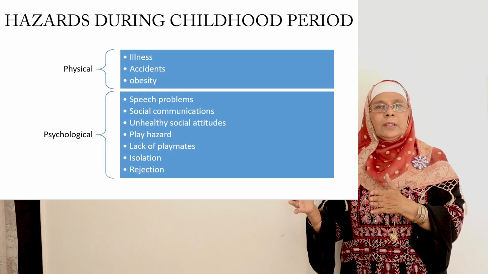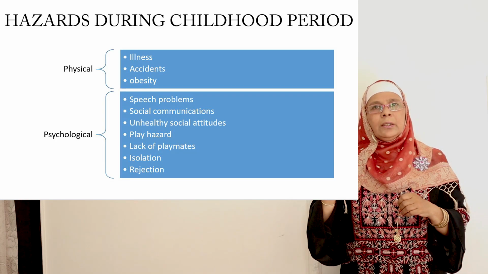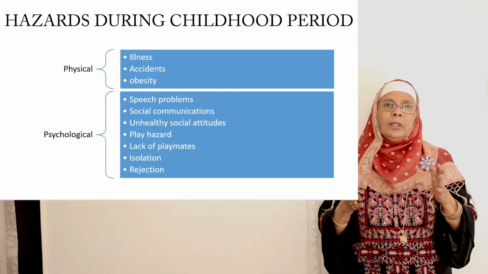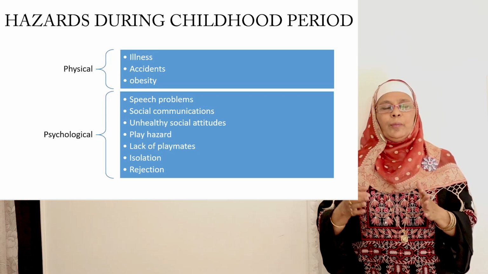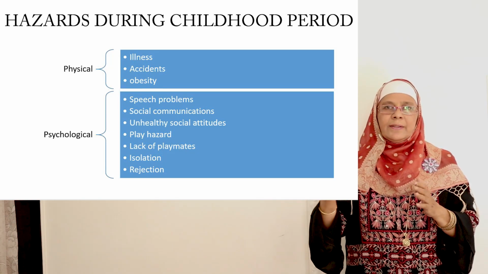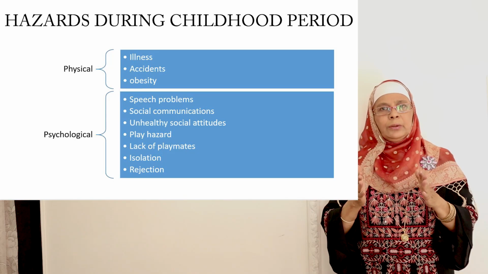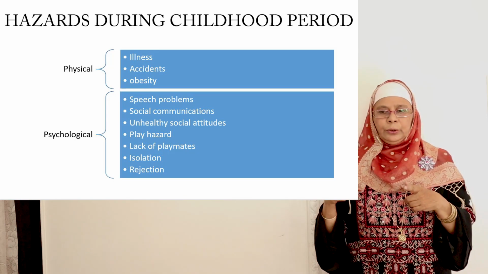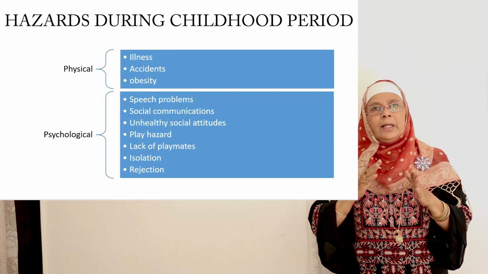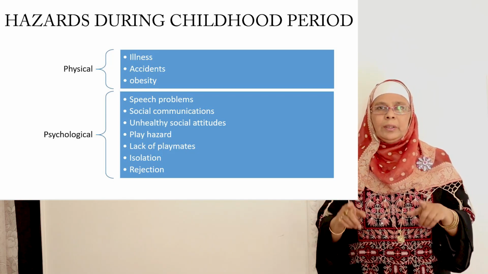The second hazard is known as psychological hazard during the childhood period. In psychological hazard, there are communication skills. The child learns to communicate, but may not have the skill to communicate information, thought processes or messages to friends, the teacher or the parents. That may result in a psychological hazard. Secondly, social attitudes. The child develops social attitudes. If social attitudes are developed positively, the child will make an adjustment. But if he develops negative social attitudes, that can be a hazard.